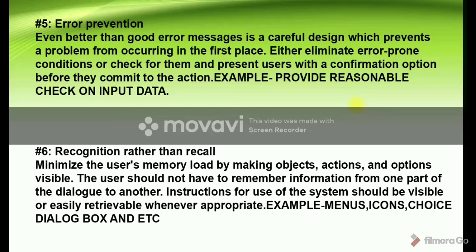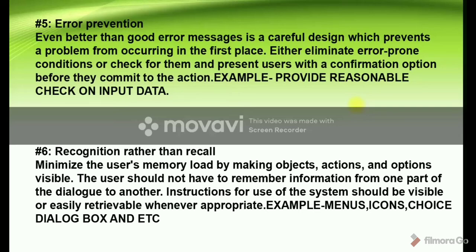Number five, error prevention. Even better than a good error message is a careful design which prevents a problem from occurring in the first place. Either eliminate error-prone conditions or check for them and present users with a confirming option before they commit to the action. Example, provide reasonable checks on input data.